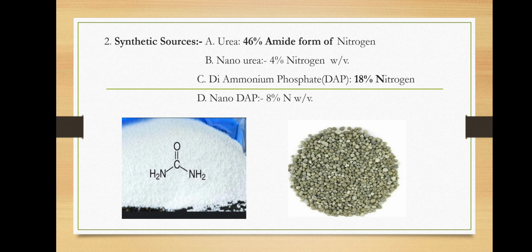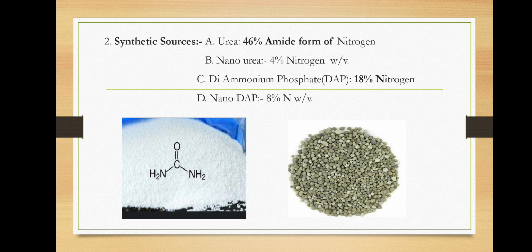Nano urea is nowadays booming in the market. Nano urea contains 4% nitrogen weight by volume, meaning 1 liter contains 4 grams of nitrogen. This is the main thing. But they say that 1 nano urea bottle is equal to 1 bag of urea. Then how can 4% substitute for 46%?